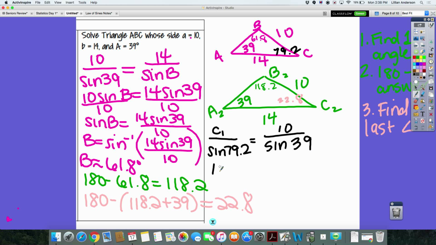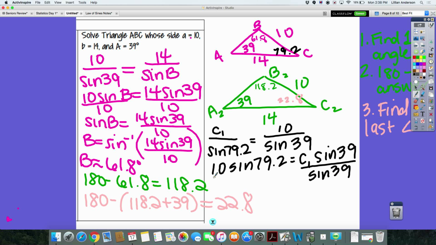Wait, did we check our answer? No, we're finding the last piece of information now. I have no space in the solution. Well, that's why you have the extra space on the side. Can I get confirmation? I need confirmation. Check behind me because I don't have it. 15.6? Okay, so that's in triangle 1. That's this side.